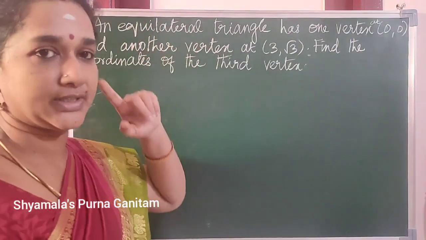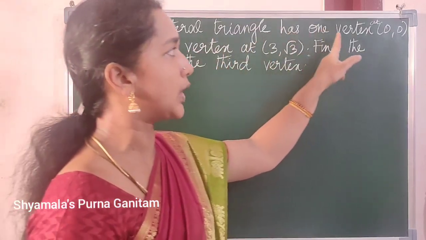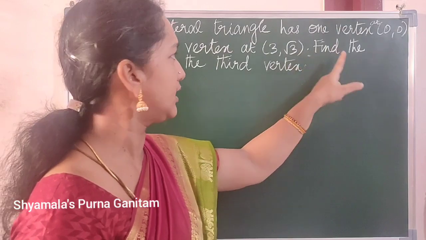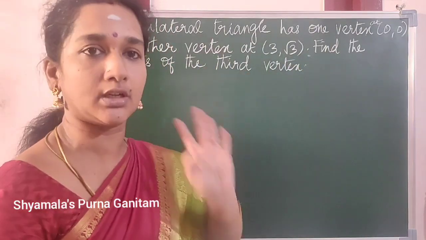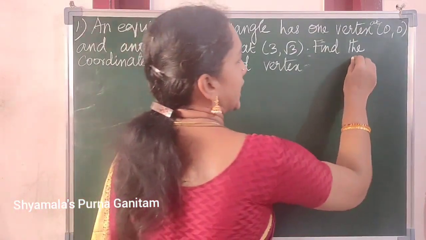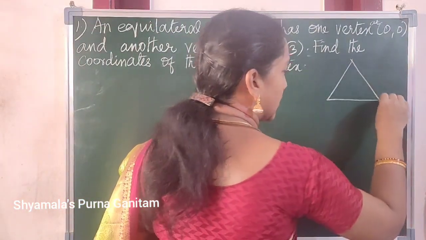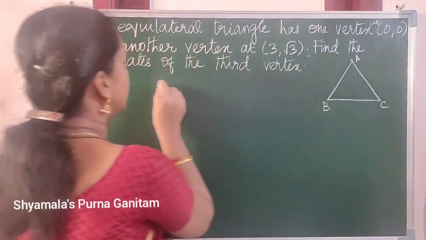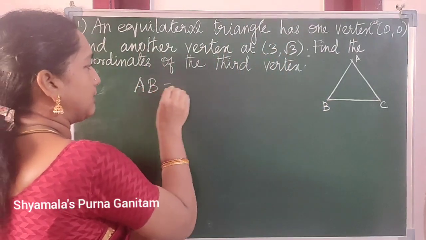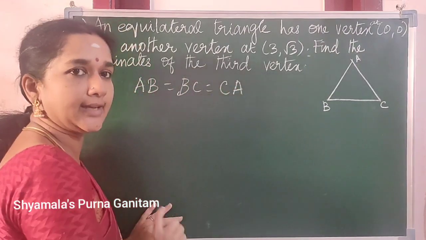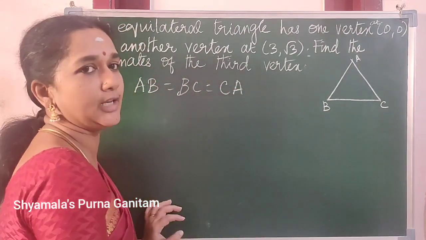First sum: an equilateral triangle has one vertex at (0, 0) and another vertex at (3, root 3). Find the coordinates of the third vertex. This one we will be using only the distance formula. As it is an equilateral triangle, the lengths of all the sides will be equal. So AB is equal to BC is equal to AC. All the sides are equal. This statement definitely you need to write.